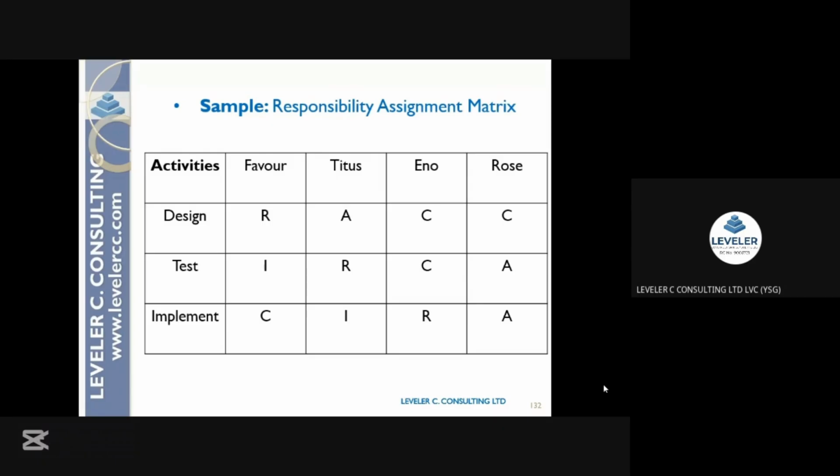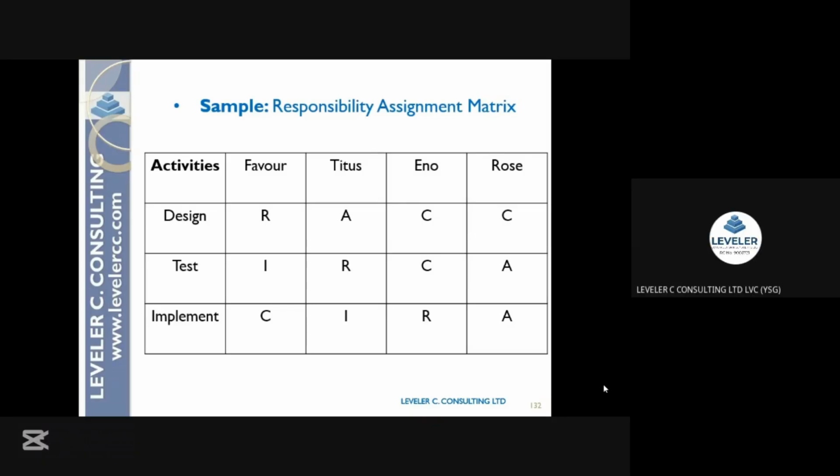Who can be consulted in the design activities? Who can we consult? Eno. Rose. Eno, Rose. Good, beautiful. Eno and Rose can be consulted for design. So let's move to the next one.